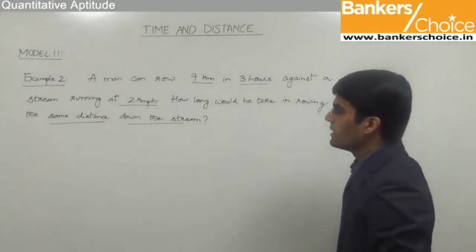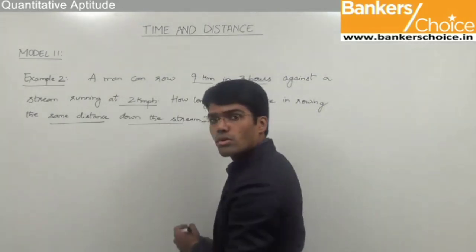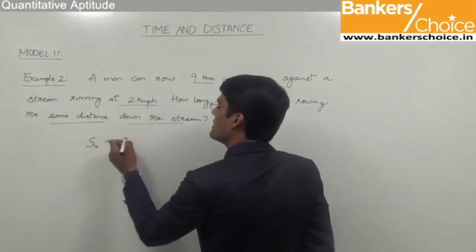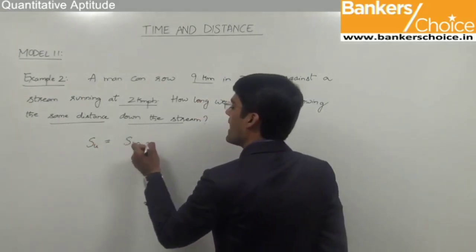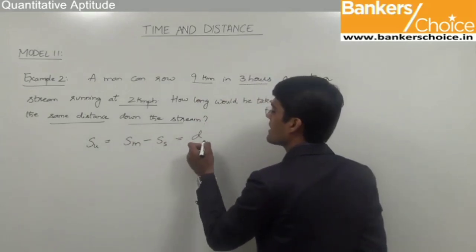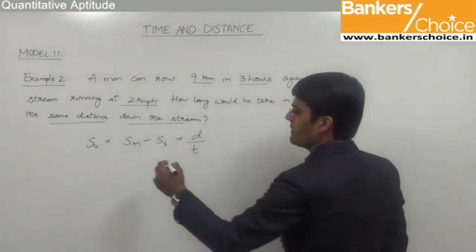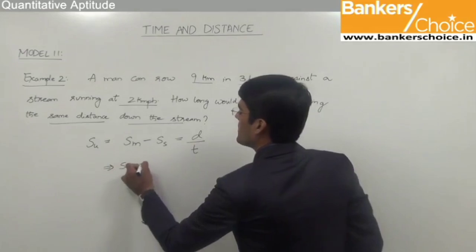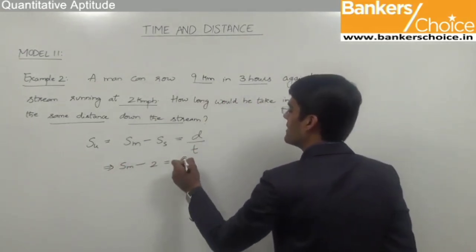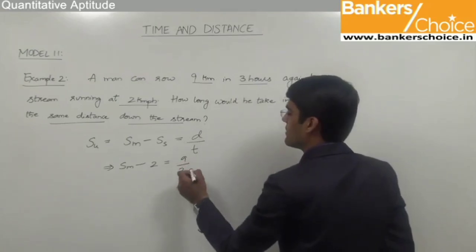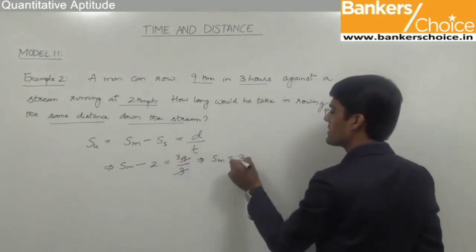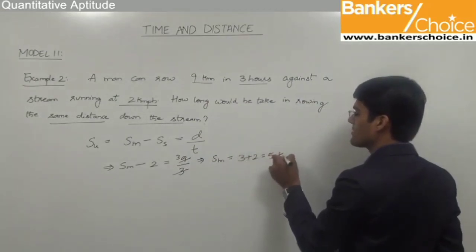Now we know that when a man or a boat rows upstream, the speed upstream is nothing but speed of the boat or speed of the man minus the speed of the stream, and this is equal to the distance covered divided by time taken to cover the distance. We know that the speed of the stream here is 2 kilometers per hour. The distance covered by the man is 9 kilometers in 3 hours. So from this, very clearly the speed of the man will be equal to 3 plus 2, that is 5 kilometers per hour.